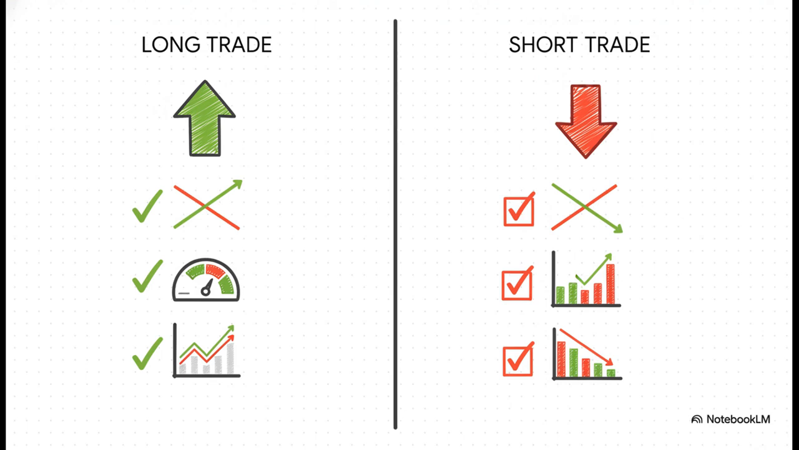And here's what that checklist looks like in the real world. For a long entry, 3 things have to happen on your 5-minute chart. 1. The fast 5-period moving average has to cross above the 15. 2. The RSI needs to be above 50, showing us the bulls have strength. And 3. The MACD line has to cross above its signal line, confirming that upward momentum. For a short entry, you guessed it, it's the exact mirror opposite for all 3 conditions.